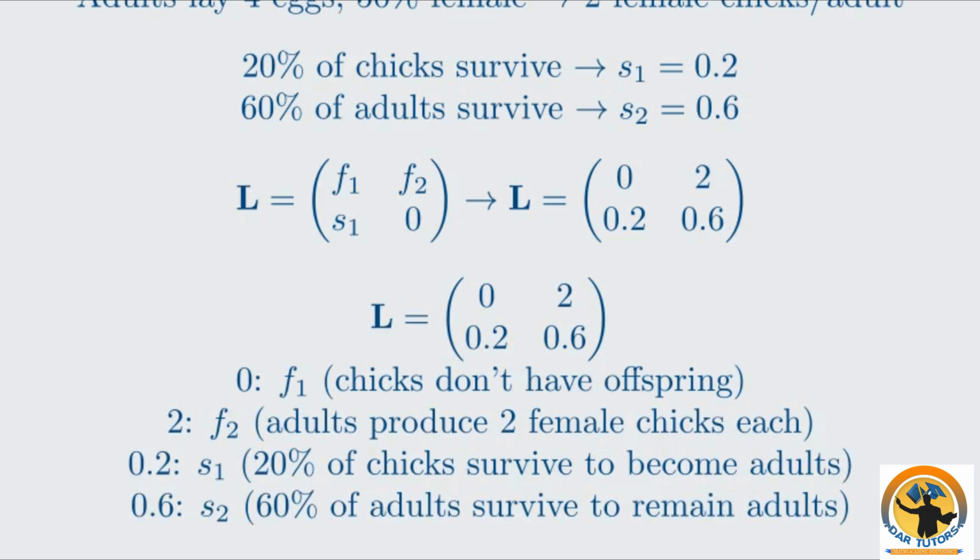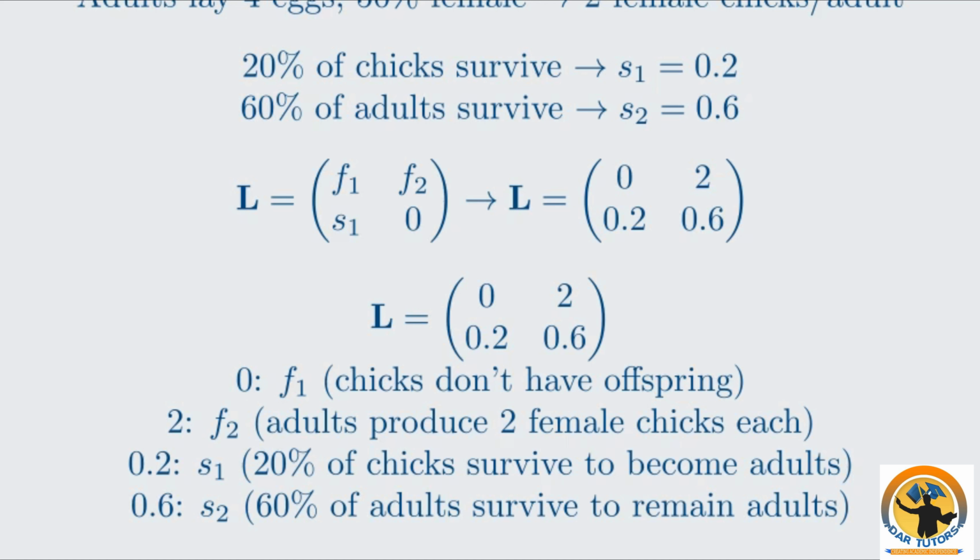Chicks don't have offspring. The 2 in the top right is F sub 2. Each adult produces 2 chicks. The 0.2 in the bottom left is S sub 1. 20% of chicks survive to become adults. And the 0.6 in the bottom right is S sub 2. 60% of adults survive to remain adults.